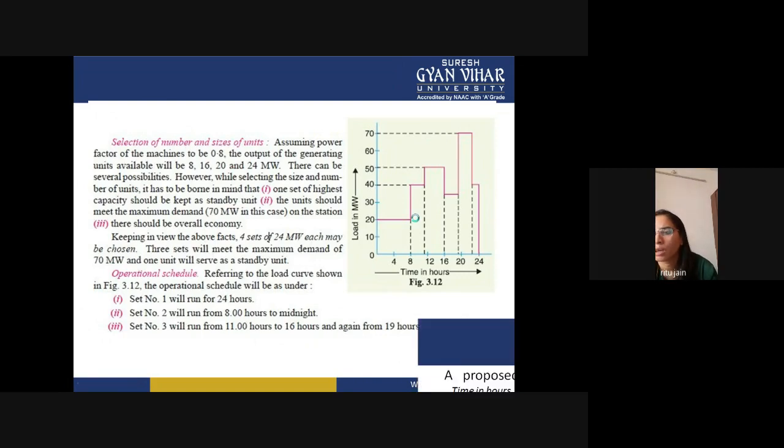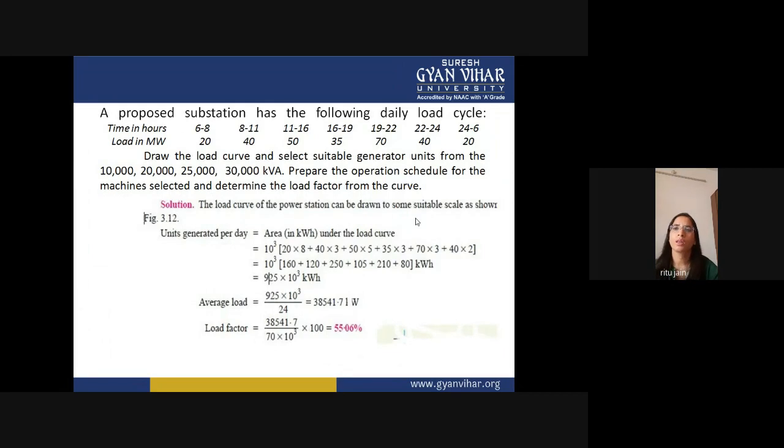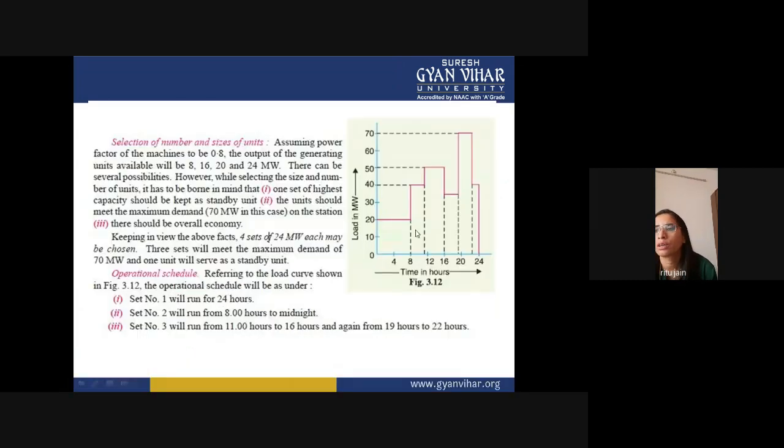Okay, and now in the load duration curve we arrange the load in descending order. First we calculate the maximum load, after that the load which is less than your maximum load. So in descending order we always draw the load duration curve. Now we can calculate the units generated per day by the area under this curve. The area under the load duration curve always gives the units generated in a day.